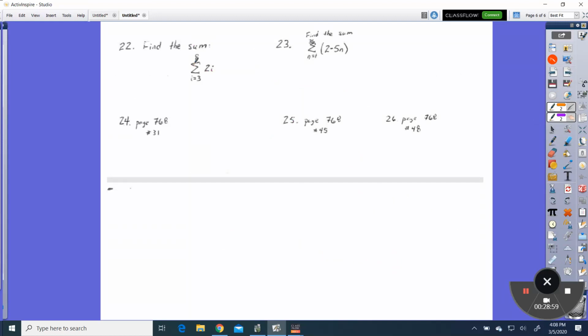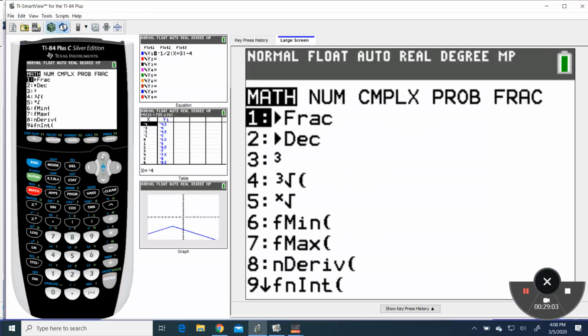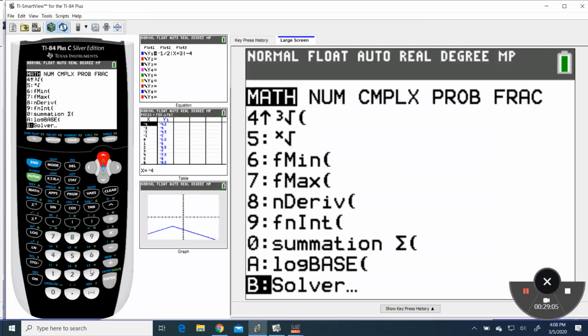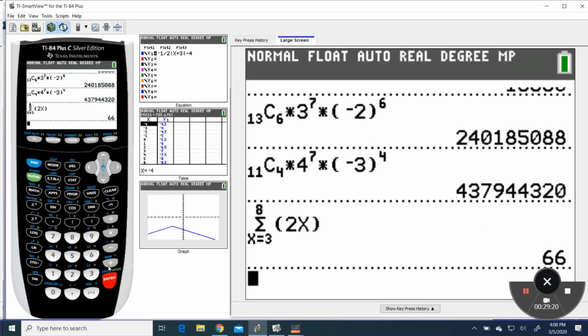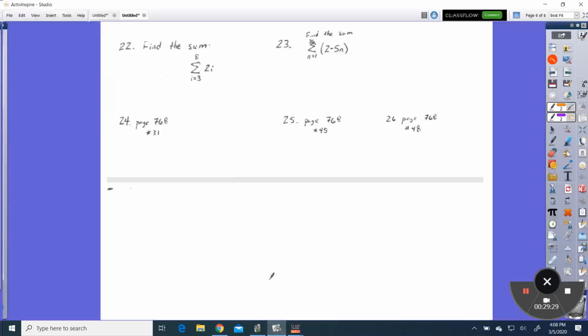Number 22 says find the sum of this. I'm going to go right to my calculator, hit math, go to the 0 one, x 3, 8, 2x, enter, and it's 66. You could do it other ways, and I show them on the paper, so if you want to see the other ways, you can look on the paper.